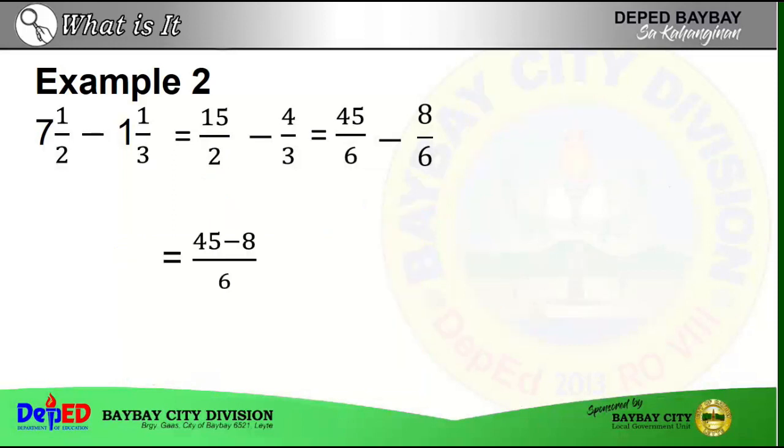Now we can easily subtract the fractions since they are similar. So it is equal to 45 minus 8 all over 6. So 45 minus 8 is equal to 37. Then copy the denominator 6, or 6 and 1 over 6.